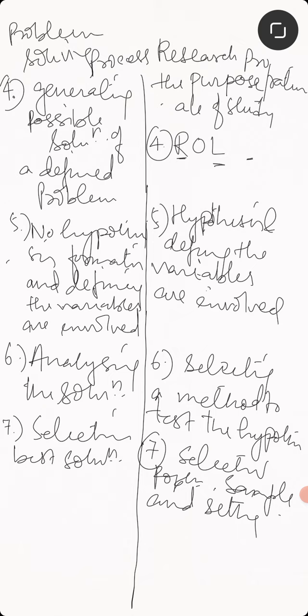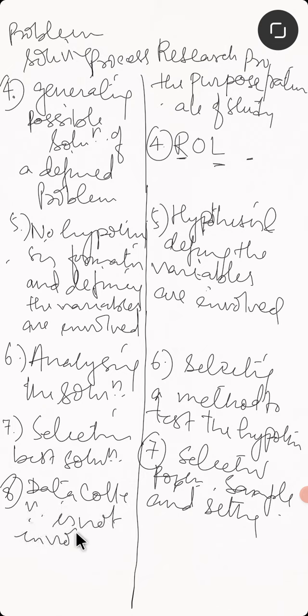It means the next difference you can say is that data collection is not involved in the problem solving approach, but in the research process data collection is involved.